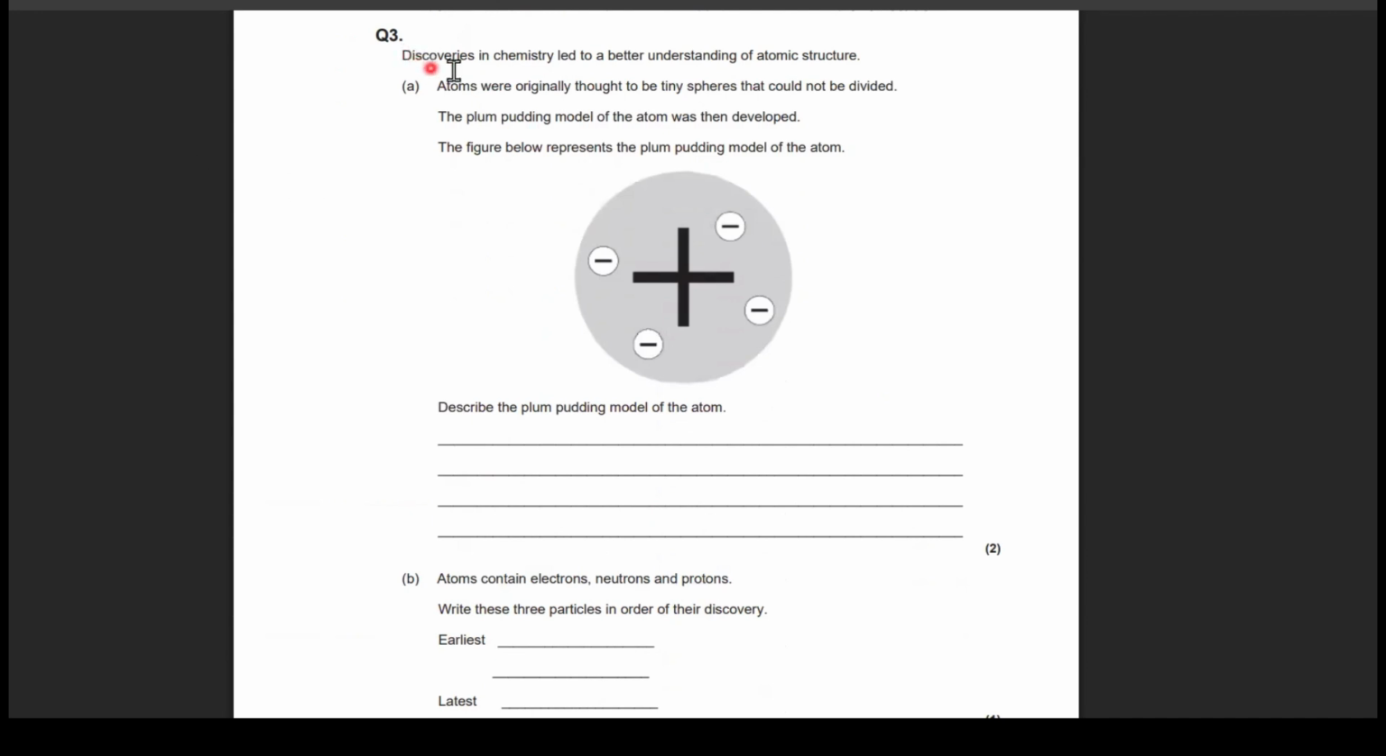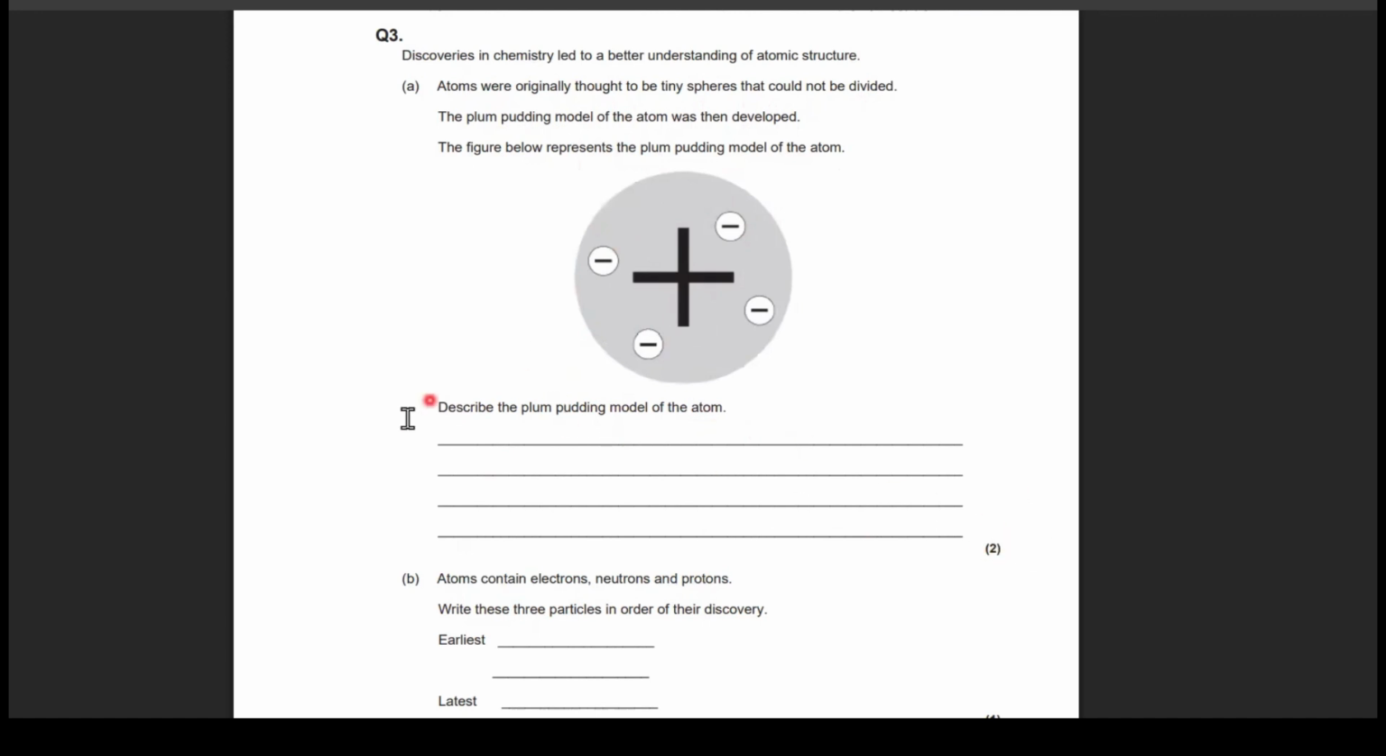Okay, right. Question 3. Discoveries in chemistry led to a better understanding of atomic structure. Atoms were originally thought to be tiny spheres that could not be divided. The plum pudding model of the atom was then developed. The figure below shows or represents the plum pudding model of the atom. So we've seen this in an earlier question. Describe the plum pudding model of an atom.